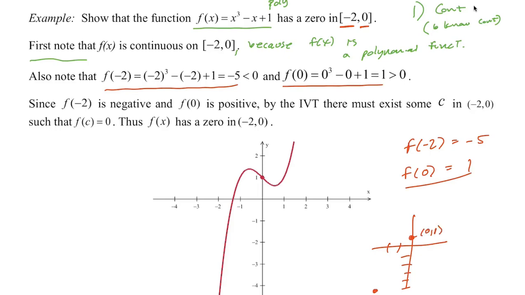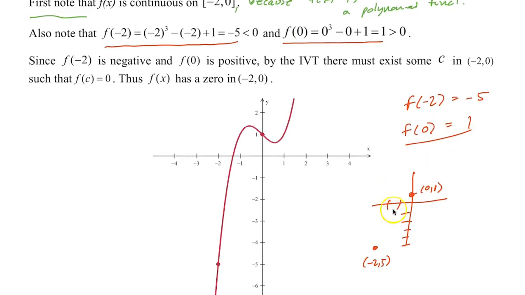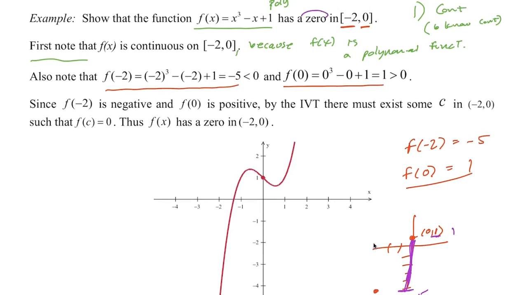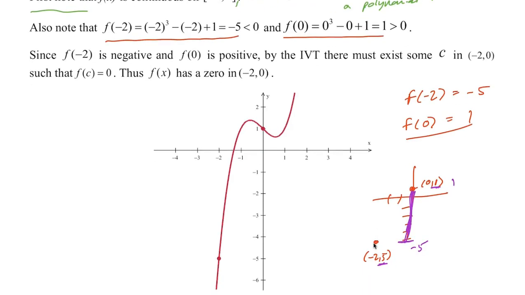Remember, IVT says that, let me scroll down so you can actually see it. IVT says that since it's a continuous function, all the y values are going to be used, right? So everything from negative 5 to 1 must be used. All the y values in between those two points must be used, and that includes what we want. We're trying to find the 0, and that includes 0. Somewhere around here, it must have crossed 0. Again, even if my graph's way crazier, at some point it must cross 0.